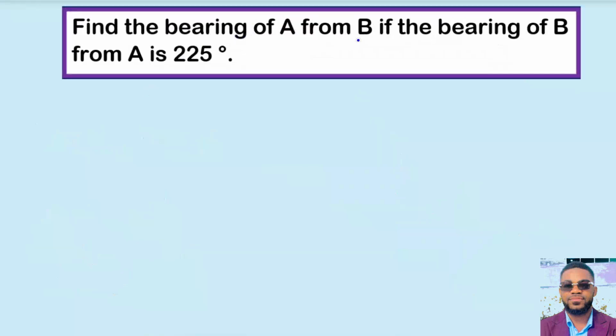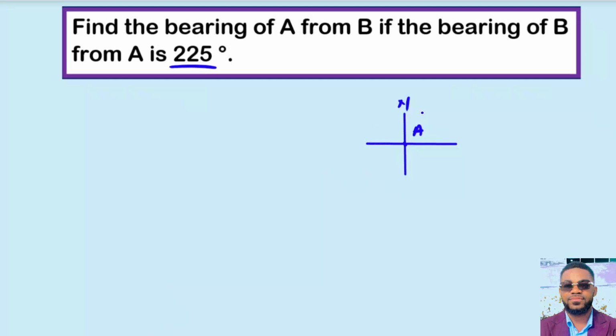Find the bearing of A from B if the bearing of B from A is 225. First of all, we have been given this bearing, B from A. So our bearing will fall on A, and the bearing is 225. So let me get that bearing, 225 degrees. This is my north. And now, remember, it is from A. So here is going to be the point A, this particular point.